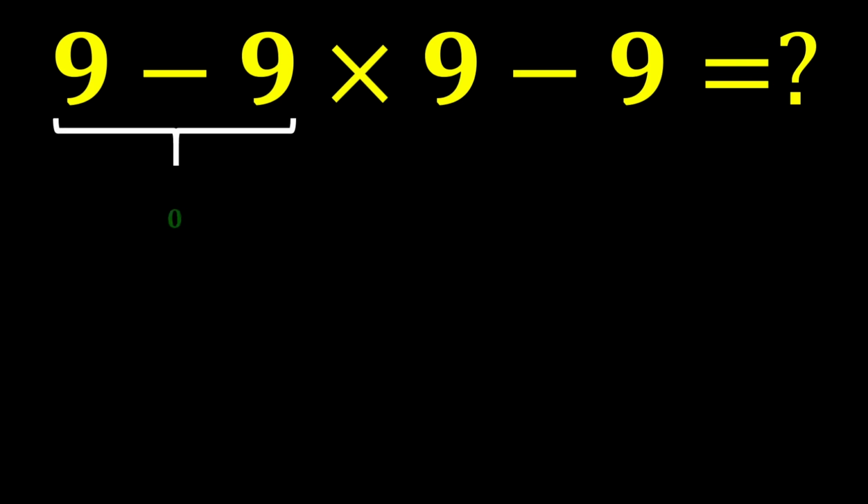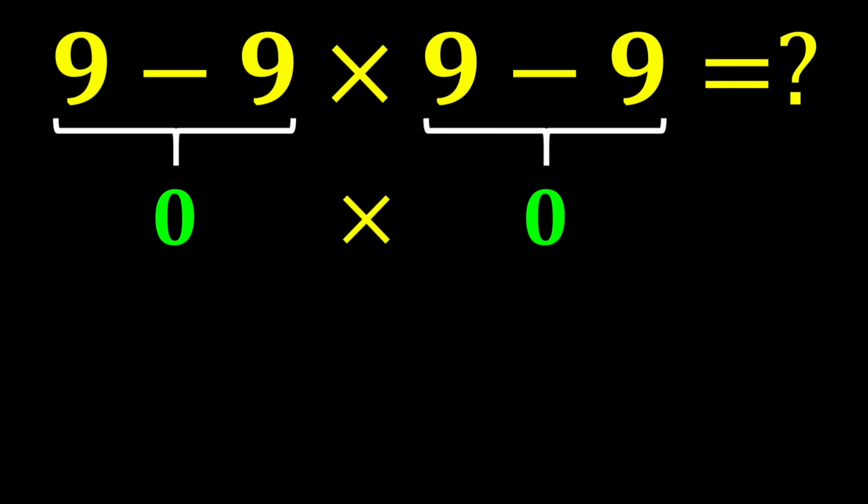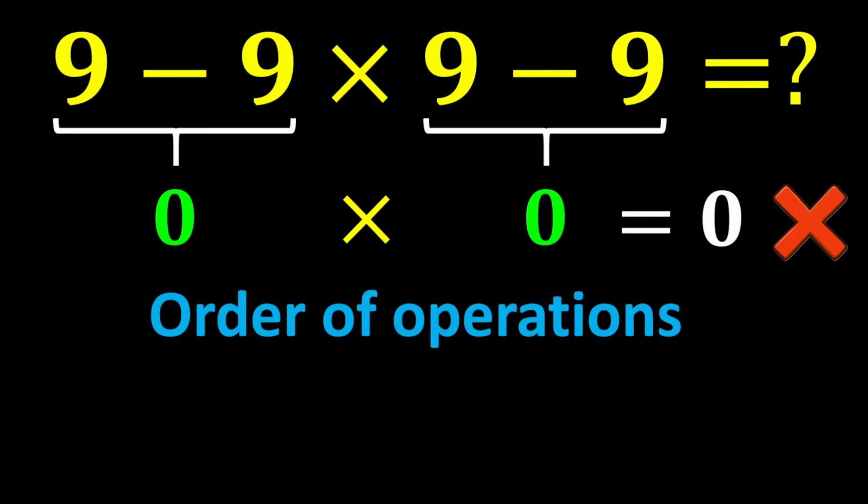9 minus 9 gives us 0, and again 9 minus 9 gives us 0. In the end, 0 multiplied by 0 gives us 0, which is our final answer. But this answer is not correct because we did not follow one of the most important rules in mathematics called the order of operations. The order of operations tells us that when we face a mathematical expression, we cannot start solving it from anywhere we like.